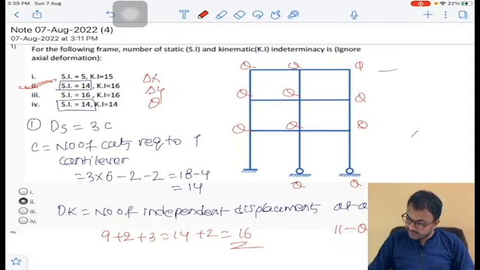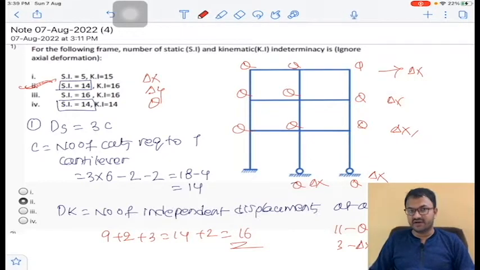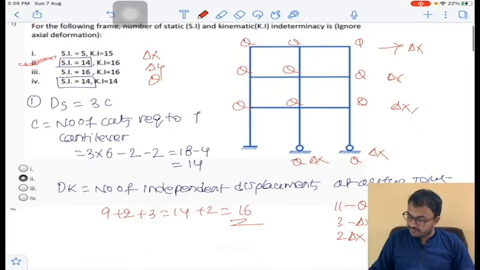And here delta x, delta x, delta x, so 3 delta x at 3 different levels, and one more here delta x, here delta x, because it is a roller, rotation will be possible and horizontal deflection will also be possible, so 2 delta x. So 11 plus 5 will become 16. I hope you are able to understand this explanation. So the answer will become B for question number 1.